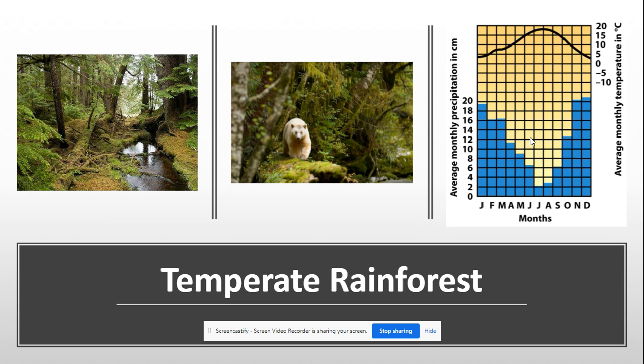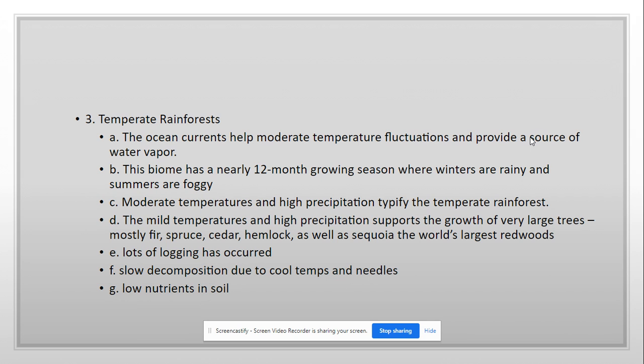Moving on to the temperate rainforest. Here we can see a lot more rainfall in this biome, with not as much variety in average monthly temperature. It does not vary as much as it does in the tundra and the taiga. Here, ocean currents help to moderate the temperature fluctuations. This biome has nearly a 12-month growing season where winters can be very rainy and summers are very foggy. They have moderate temperature and very high precipitation.